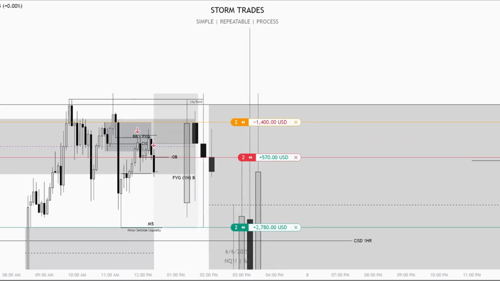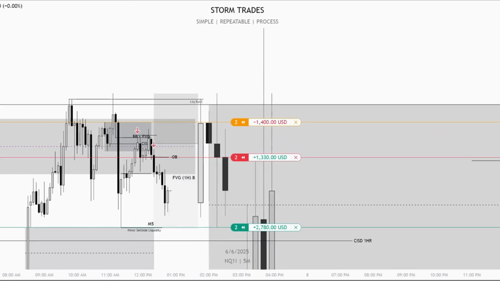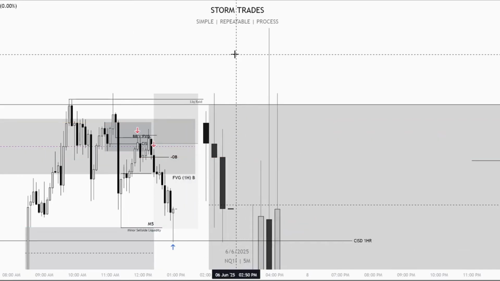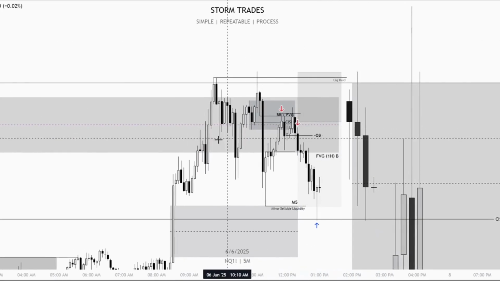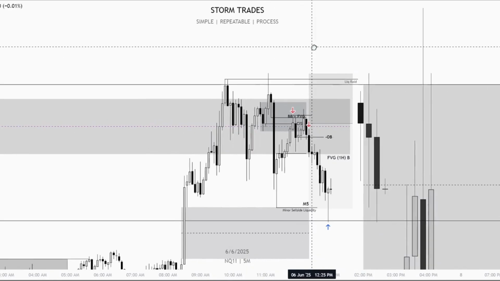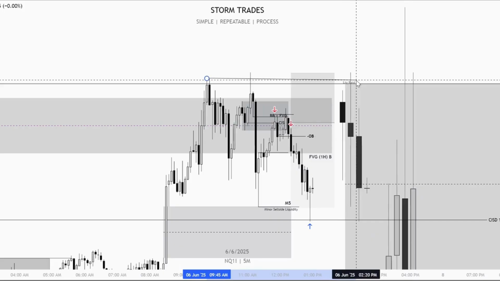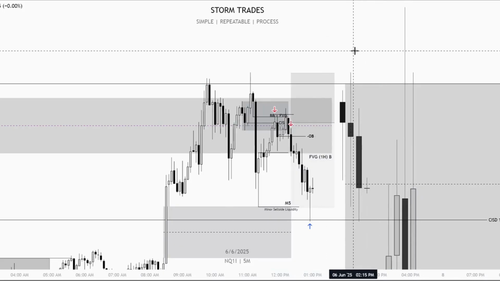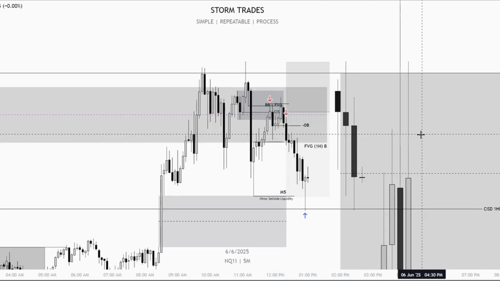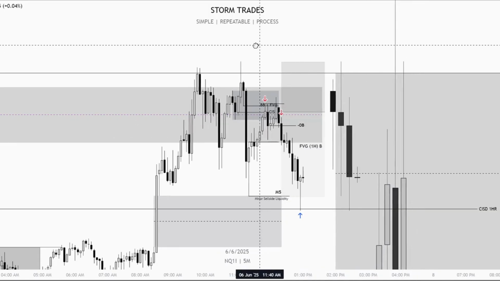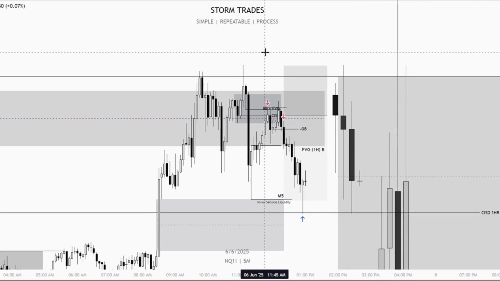So let's play price out here, and we got a pretty fast delivery. It was a great trade. Just goes to show you it's important to follow price once you've engaged the POI. And this was a really fun trade. It delivered pretty quick, and it made sense. And we had the high time frame alignment, daily, hourly, and then on the execution.